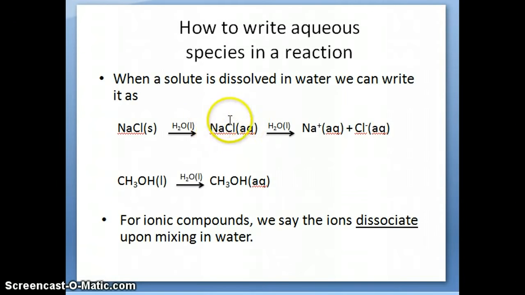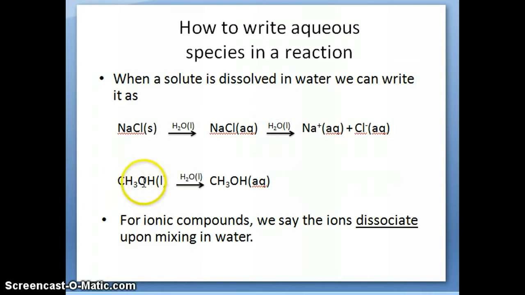So this is what we refer to as a formula unit. It basically doesn't really exist as this species in water. It really exists as the ions, but sometimes it's written as this in equations because there are certain calculations where it makes more sense to write the sodium chloride as one unit, even though we know it doesn't exist as that in reality. Okay?